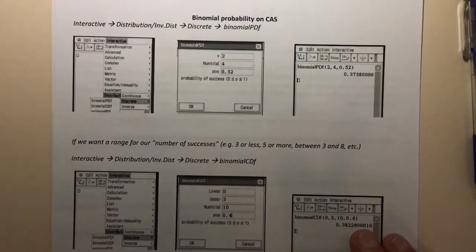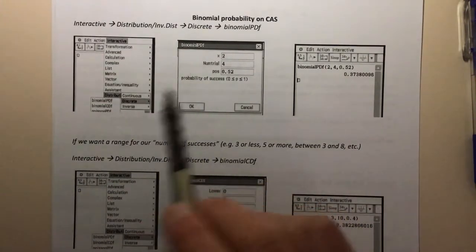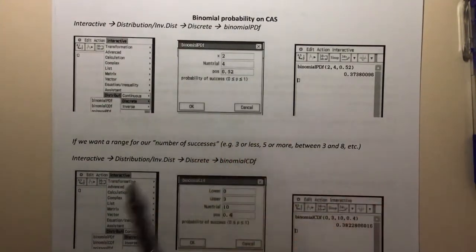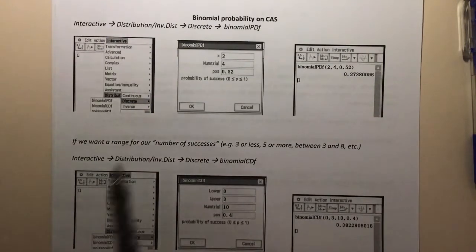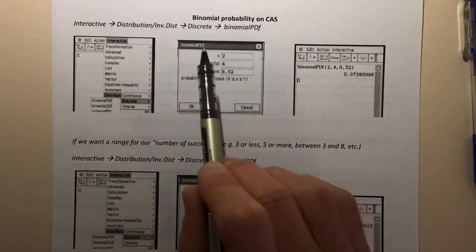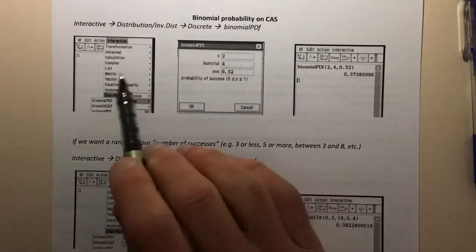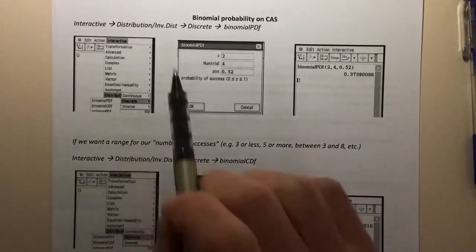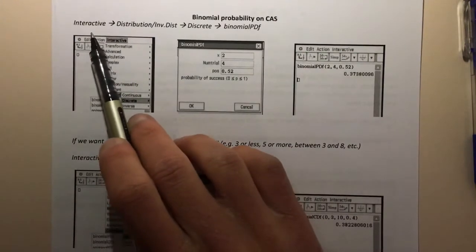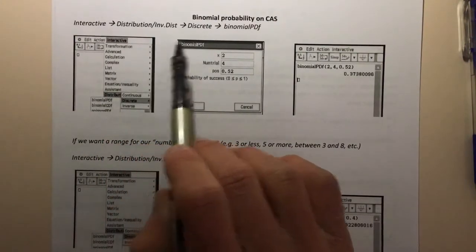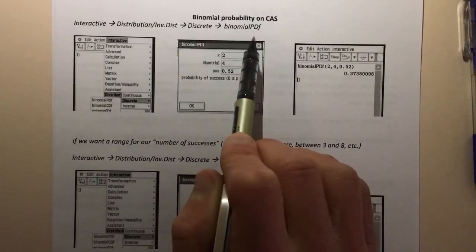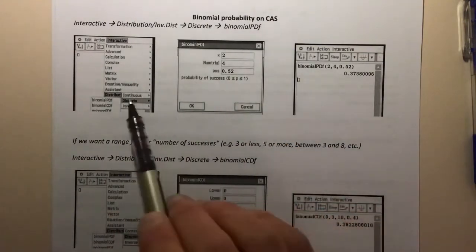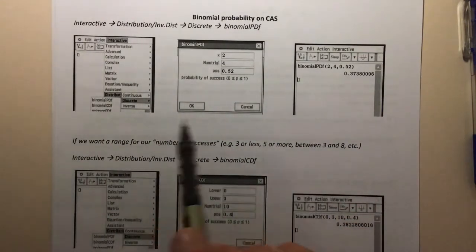Thankfully, there are two really quick ways that you can calculate binomial probabilities on your calculator. The first way is if the question is just asking you for a specific number of successes, not a more than or less than, but like you want 2 successes out of 4 or something like that. In that case, the buttons are interactive, distribution, discrete, binomial Pdf. Right, and there are some screenshots here that you can refer to, and we're going to do an example where we use this in a moment.